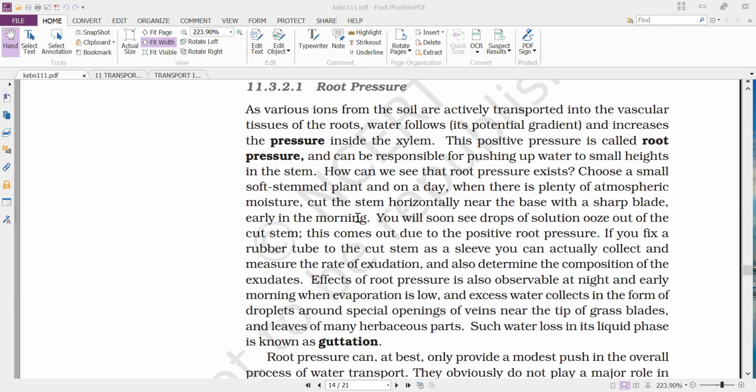And we have to take an S-shaped bent tube, of the size of the diameter of the stem that we have selected. With respect to the diameter of the stem, we have to select a rubber tube which is S-shaped so that we can easily fit it to the cut end of the stem.